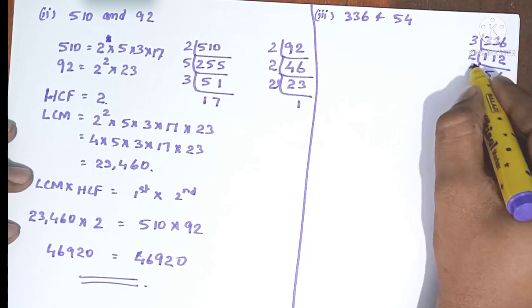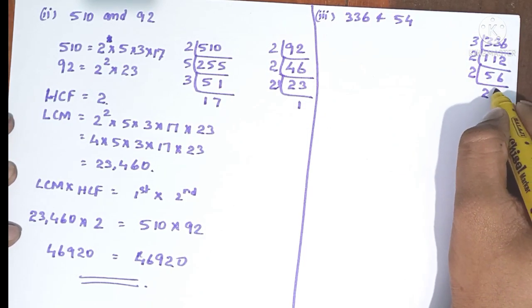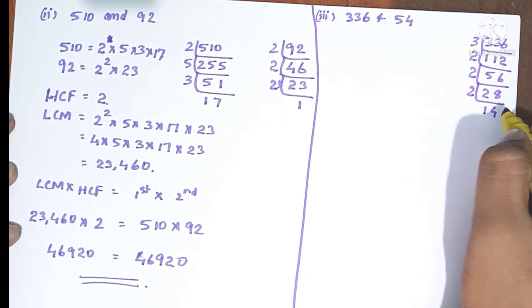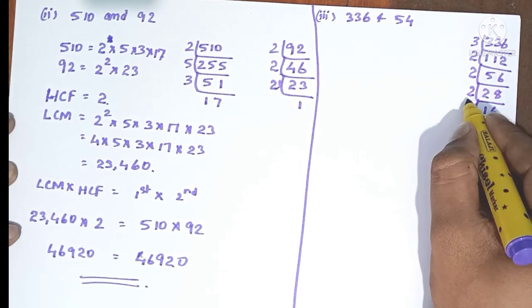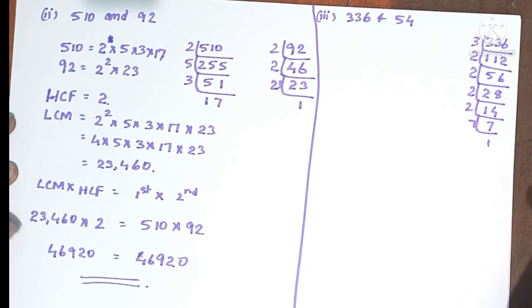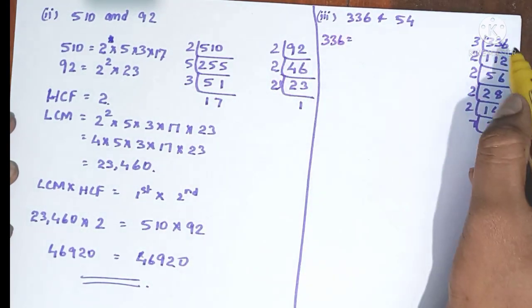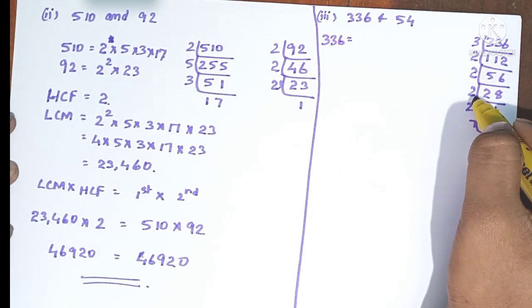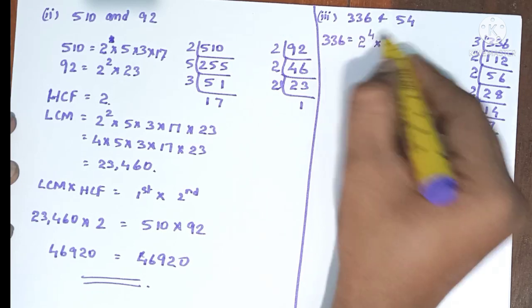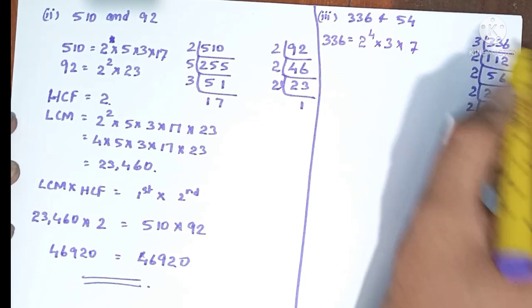We can use 2 again. 2 into 2 is 4, remaining 1, 16. 8 2s are 16. 2, 14. Again we can use 2, it's 7. 7 into 1. So we can write 336 as 2 to the power 4 into 3 into 7.